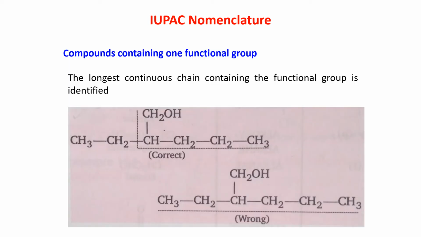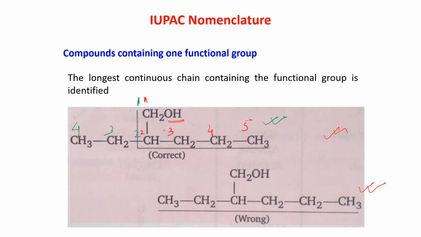Now, how to identify the longest continuous chain if it is containing a functional group? See, both the compounds are same compounds. Now here the functional group is present here. Numbering will start from here. This is 1, 2, 3, 4, 5. And it will not be 1, 2, 3, 4. The longest chain I am getting in the right hand side. That is correct.